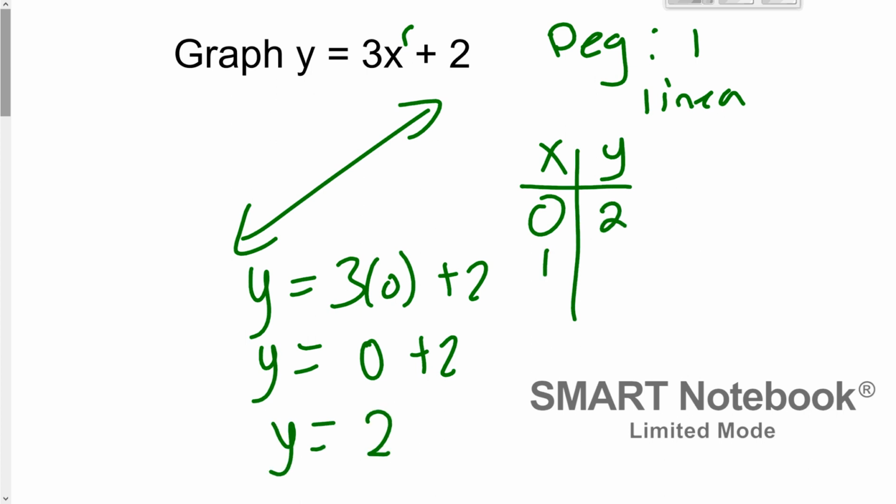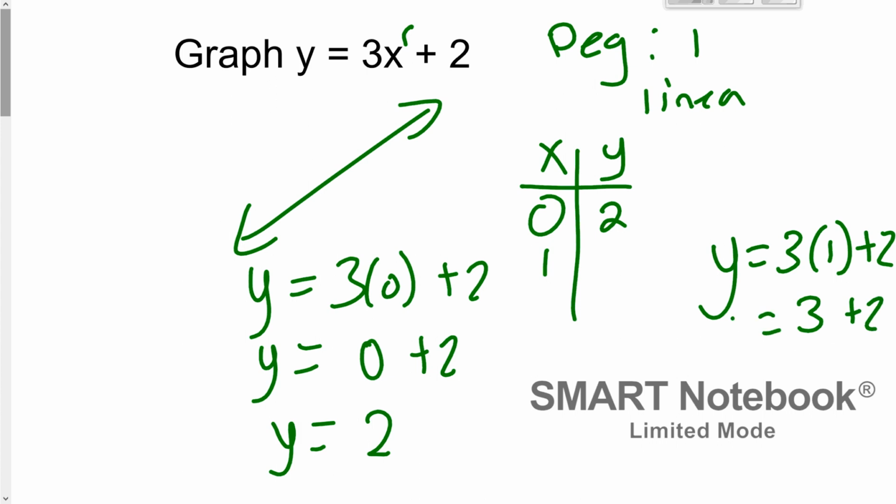Now I could plug in 1. Y is 3 times my x, 1 plus 2. 3 times 1 is 3. 3 plus 2 is 5, so y equals 5. So I have 2 points here.